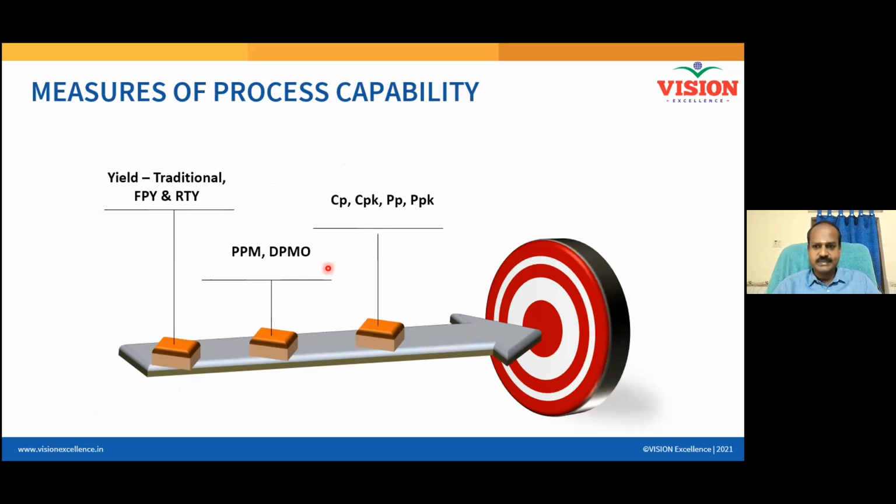When my sigma level is high, what will happen to my PPM and DPMO? Less. Will go down. Very good. When sigma level increases, what will happen to Cp and Cpk? Everything increases. Very good, right? We'll understand everything in detail.